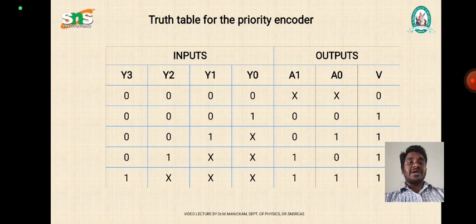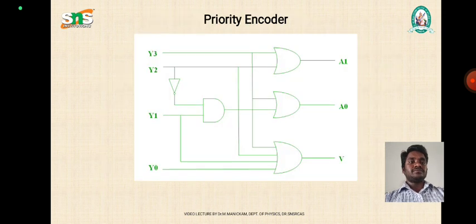This is the truth table for the priority encoder. There are 4 inputs Y0, Y1, Y2 and Y3, and outputs A0, A1 and V. This is the logical circuit diagram for the priority encoder. Y0, Y1, Y2, Y3 are connected in different logic circuits to get the 3 outputs V, A0 and A1. Here we are using a total of 3 OR gates, one AND gate and one NOT gate to construct the priority encoder circuit.